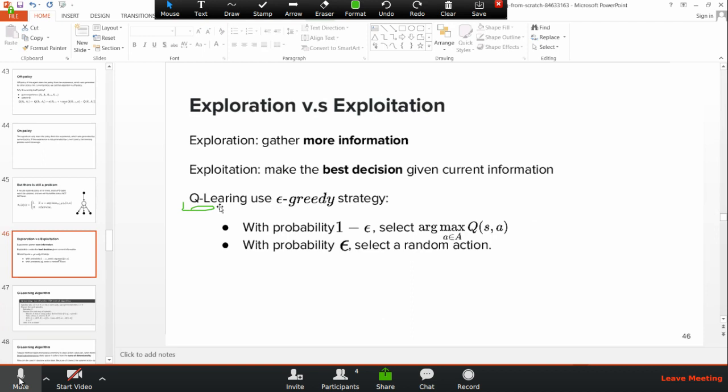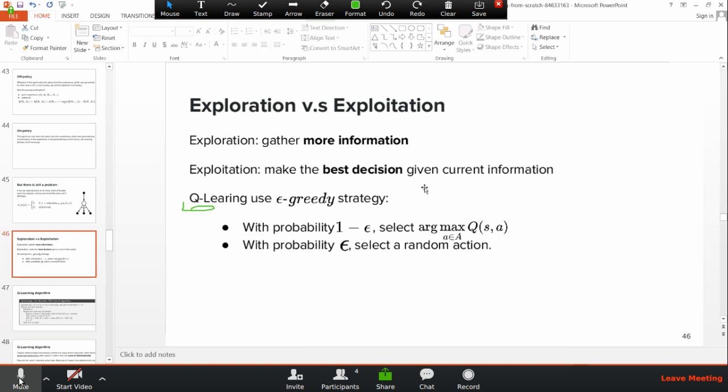So you have this exploration versus exploitation dilemma, and then you are doing this epsilon greedy strategy. Q learning is using the epsilon greedy strategy. You already know what the epsilon greedy strategy is; we discussed it in the basic mathematics. 1 minus epsilon times it will exploit and epsilon times it will explore. So this is clear, right?